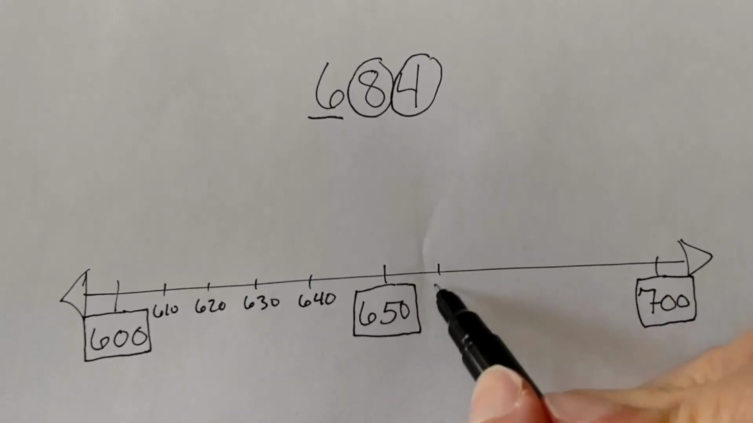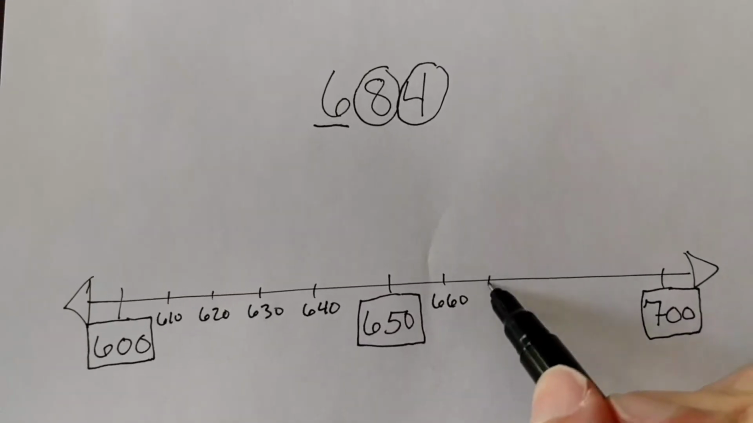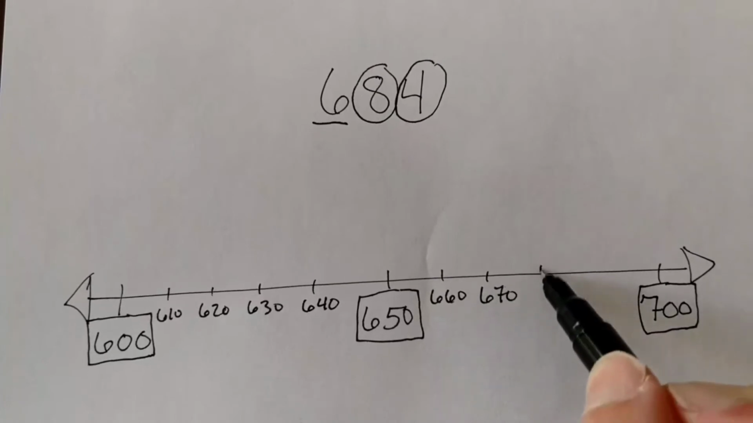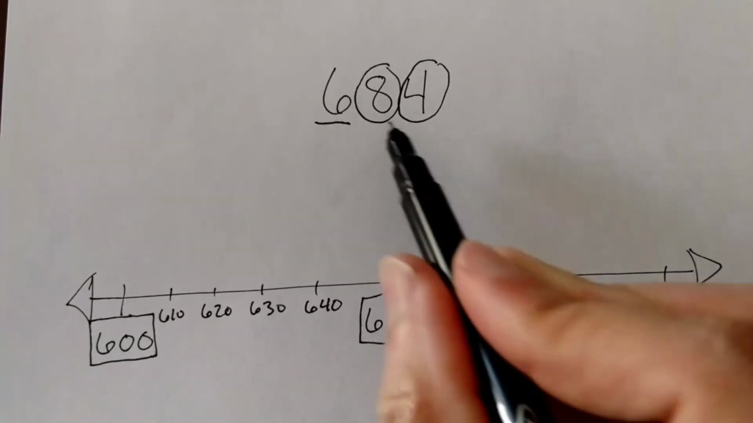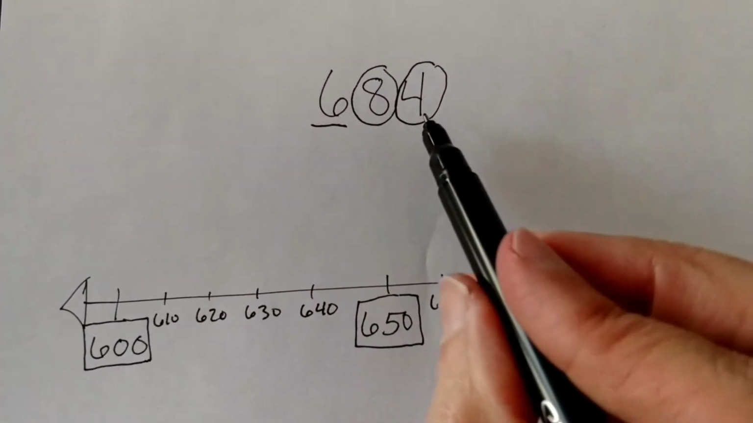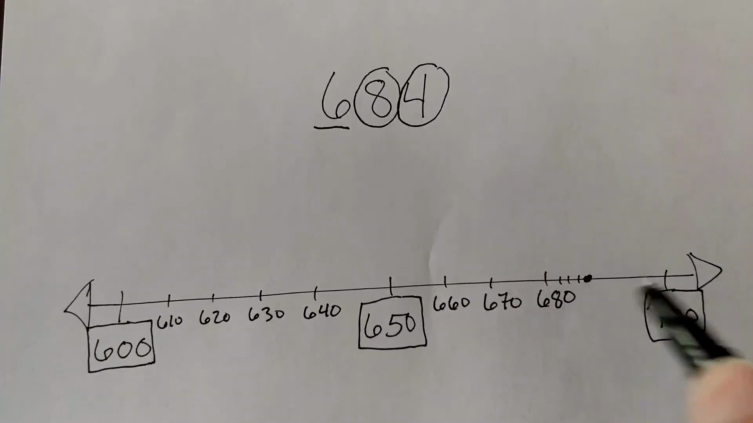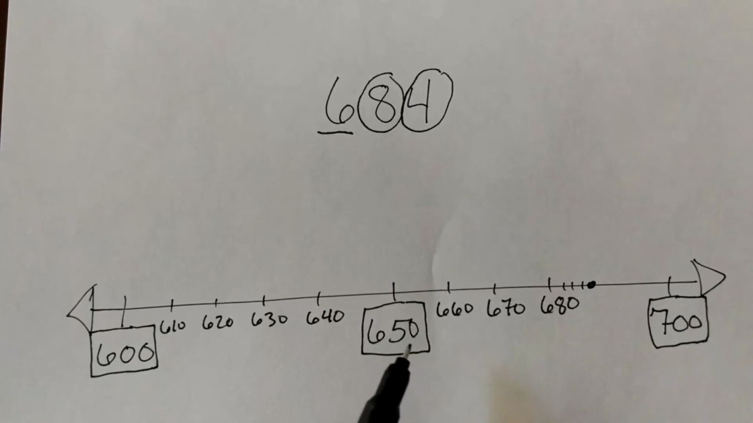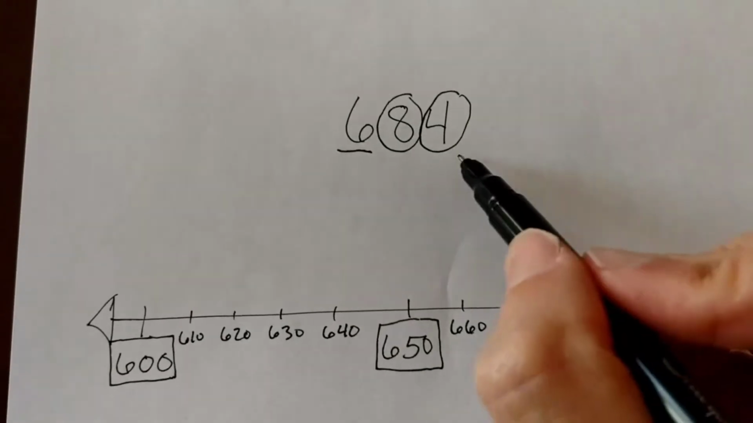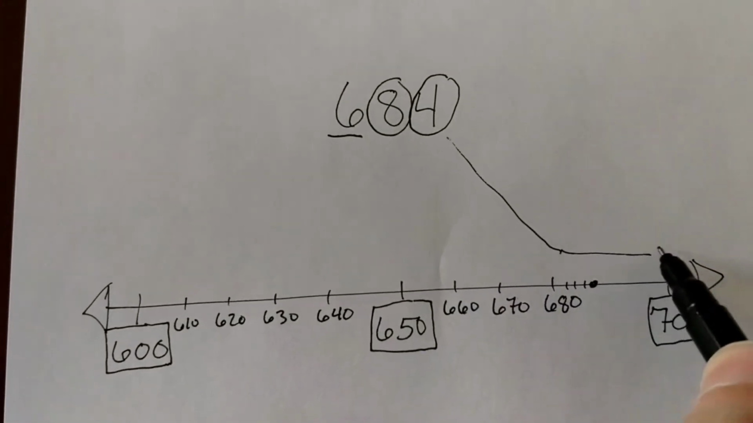684, as you can see, is going to go past the midpoint. Whenever we go past the midpoint, we know we're going to round up to the larger number. So in this case, 684 rounds up to 700.